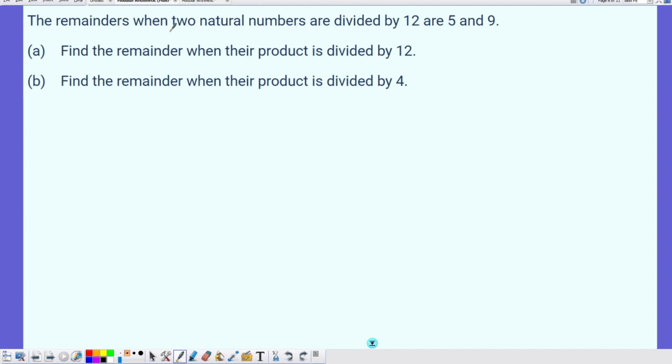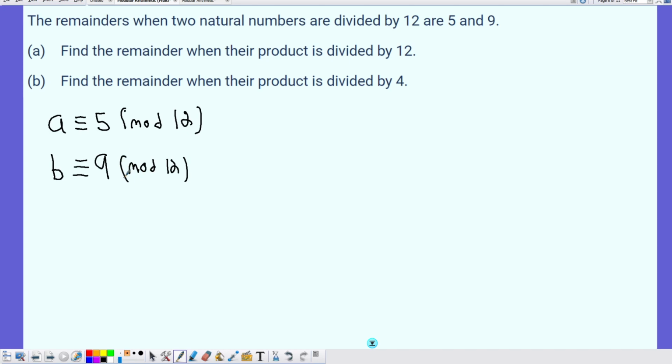We have two natural numbers, which I'll call A and B. And I know, for instance, that one of them, when divided by 12, has a remainder of 5. So I'm going to say that A is congruent to 5 mod 12, because that's exactly what that means. If you have a remainder of 5 when divided by 12, then that value is congruent to 5 mod 12. The other has a remainder of 9 when divided by 12, so I'm going to say that B is congruent to 9 mod 12. So those are the facts that we know.